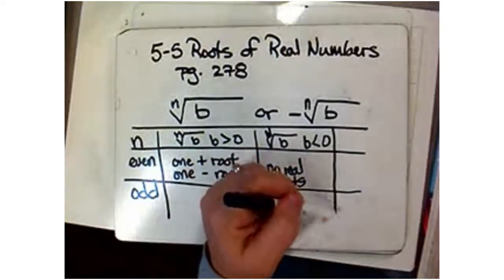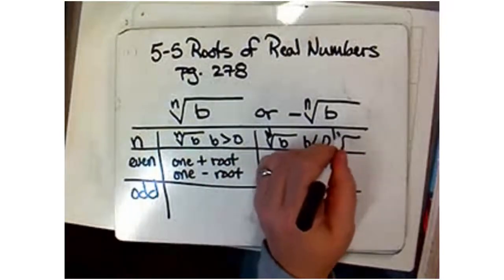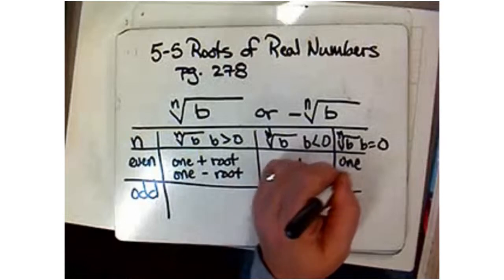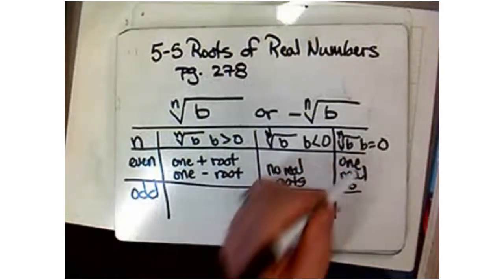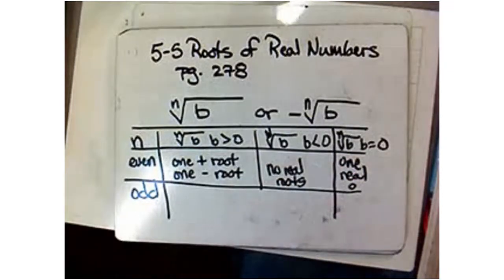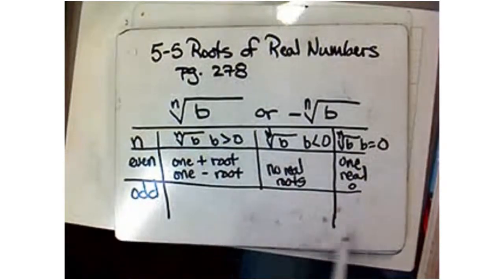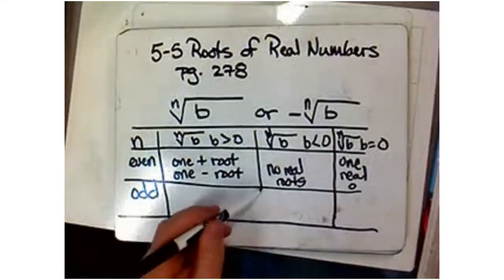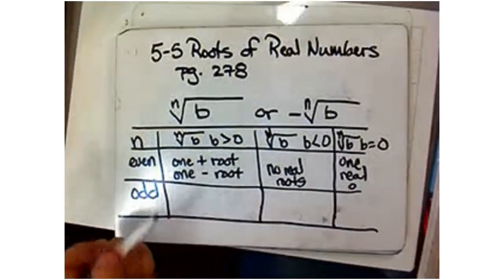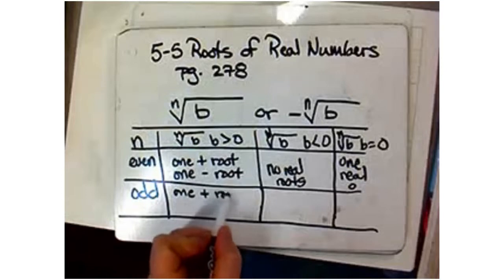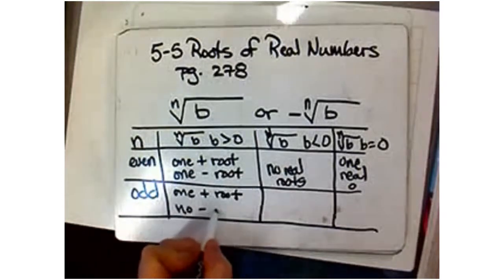And if b is 0, so if you have the nth root and b does equal 0, then you have one real root, and that is 0. The fourth root, sixth root, eighth root of 0 is always going to be 0. Then if your roots are odd, you would have one positive root and no negative roots.